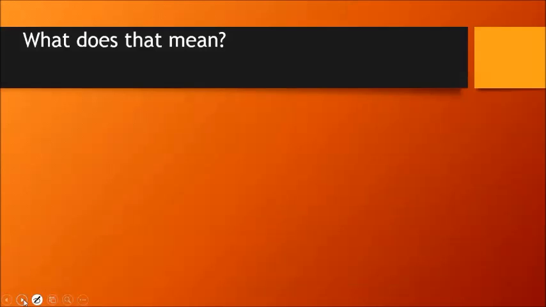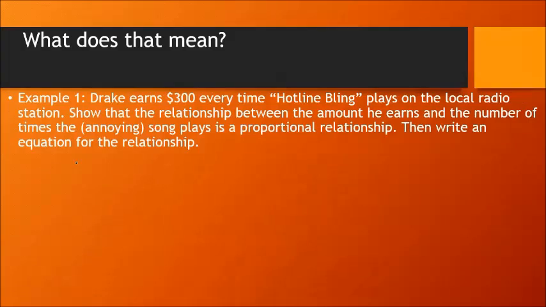So what does all of that mean? Well, those two little definitions, what does all that mean? Well, let's do an example. Example 1: Drake, the lovely rapper, earns $300 every time Hotline Bling plays on the local radio station. Show the relationship between the amount he earns and the number of times the annoying, I'm throwing that in there because it's quite annoying, song plays is a proportional relationship, and then write the equation. So we have two things we have to do here. We have to show that it's a proportional relationship, and then we have to write an equation for that relationship.